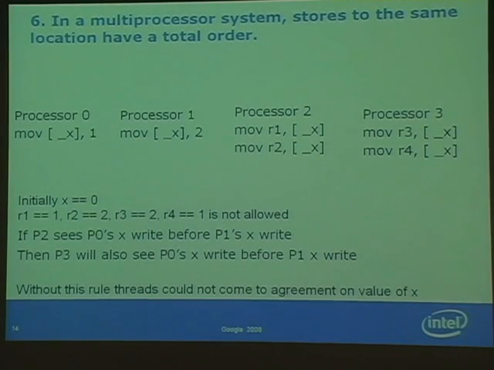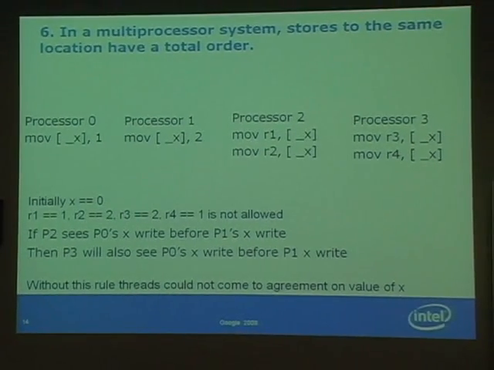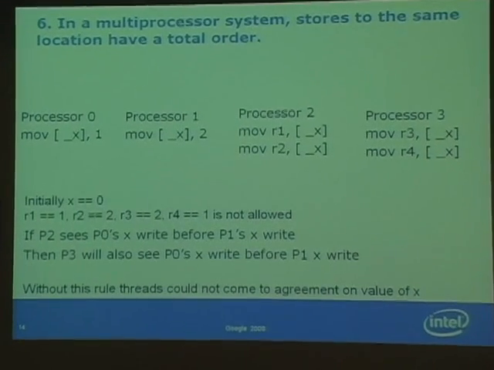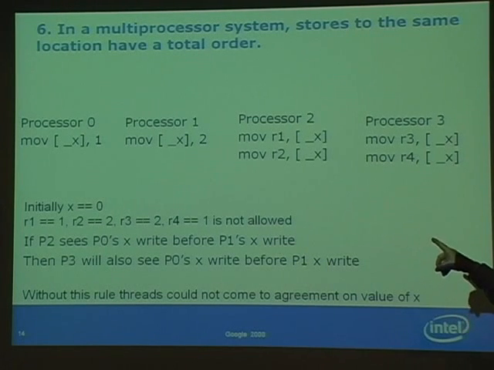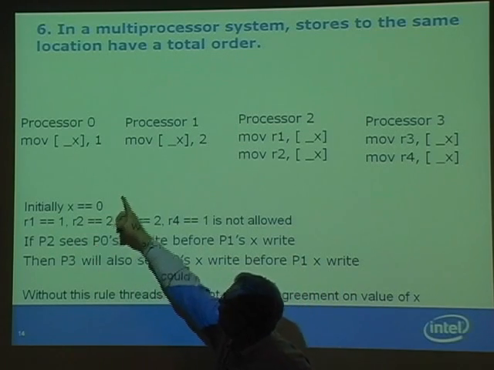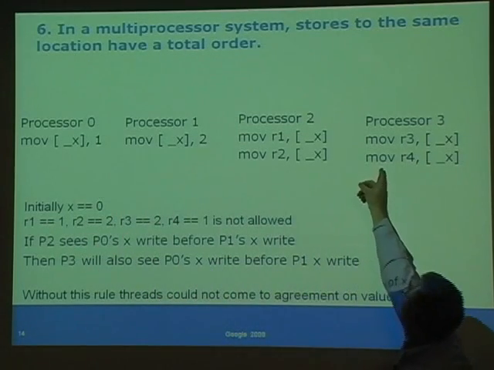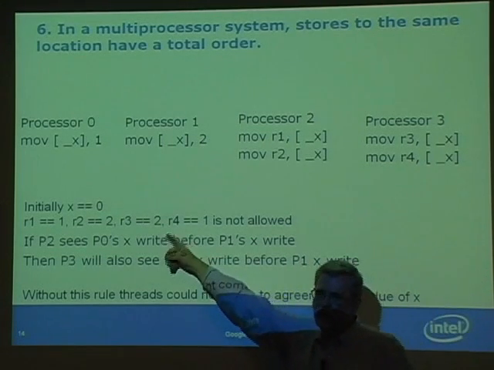So moving on to the 6 of the 8, this is pretty straightforward. Stores to the same location have a total ordering. So if you see, we're writing to X here in processor 0, and then we're writing another value in processor 1. All the processors in the system have to agree on the order that that's written in. For example, if processor 2 here sees 1, 2, then processor 3 has to see the same order 1, 2. It cannot see order 2, 1.